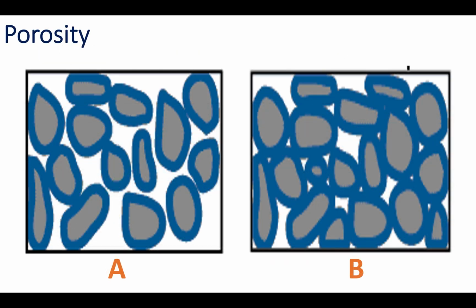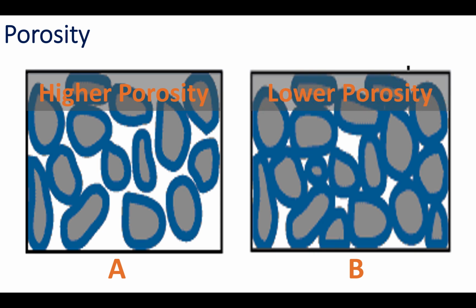Now there's a measure of how much pore space you have, and that is called porosity. The container with a greater amount of pore space is going to have a greater porosity. It's going to have a greater ability to hold more water. So container A has a higher porosity because it has more pore space, while container B has a lower porosity. It has a lower amount of pore spaces. If you were to try and pour water into each of these containers, container A is going to be able to hold more water because there's more space for the water to go in between the soil particles.